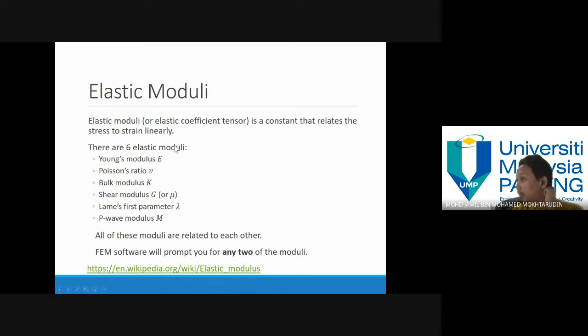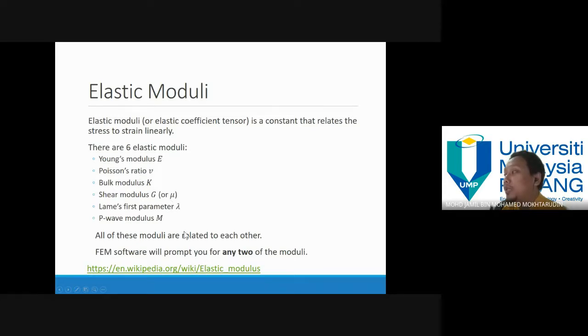So for a linear elastic material, we have, as I said, Young's modulus and Poisson's ratio, but we can also use other parameters or other moduli. For example, we have bulk modulus, shear modulus, Lame's first parameter lambda, and P-wave modulus. So you can refer to this in Wikipedia.